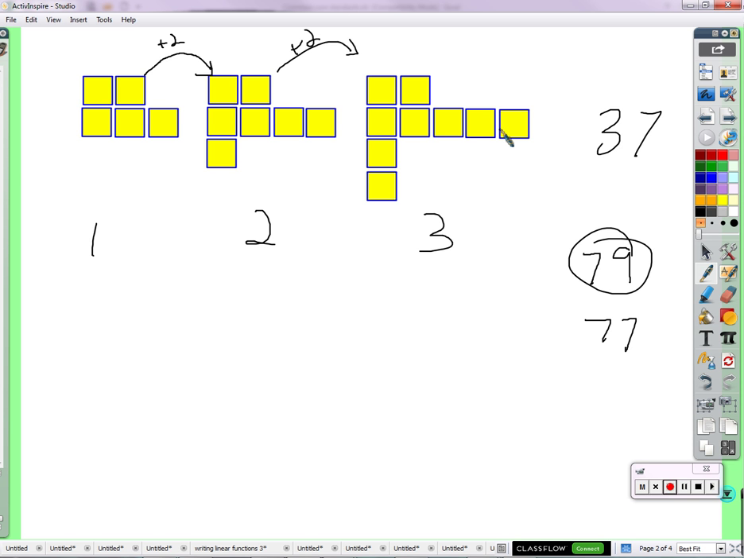Okay. Sorry, becomes too much of a distraction. So we're going to go up 2 four times, right? 2, 4, 6, 8. I would add on 8 to get from figure 1 to figure 5. Okay?